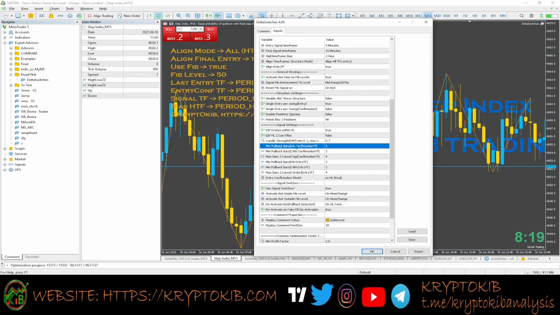Now, this is the number of bars that has to be in a pullback. This and this are the same, but this is for entry signal and this is for entry time frame.